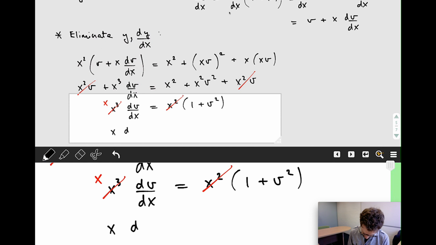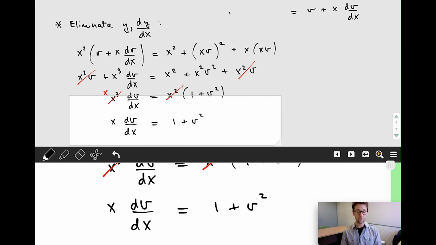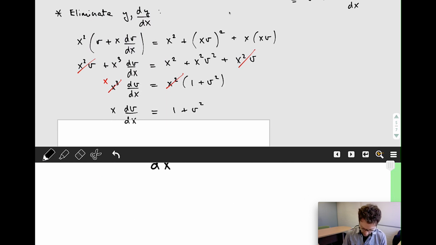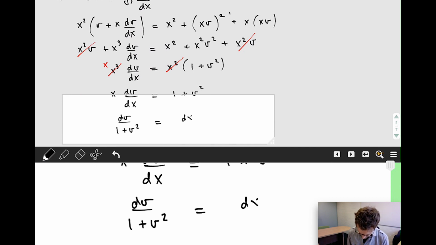x times dv dx is equal to 1 plus v squared. Now again, this is a first order equation. It's still nonlinear in v, which is our new variable, but this is an equation that is separable. It's one that I can write with v's on the left hand side and x's on the right hand side. So this is a separable equation.